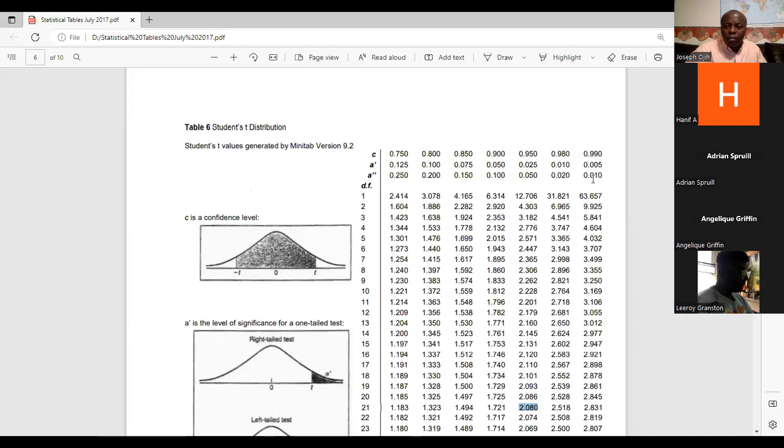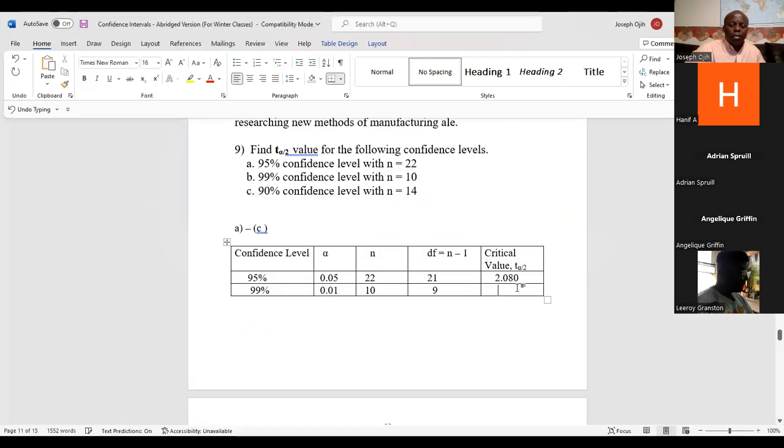0.01 is right here. This is 0.01, and degree of freedom 9. See? 0.01, right here, and degree of freedom 9: 3.250. So this is how to find the critical value using the T distribution table.